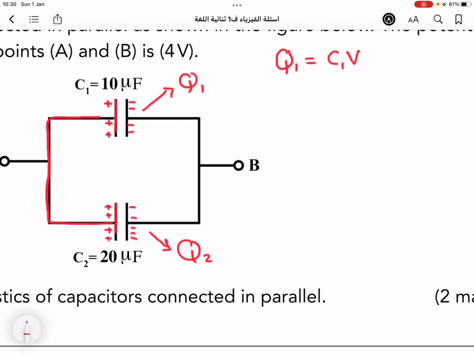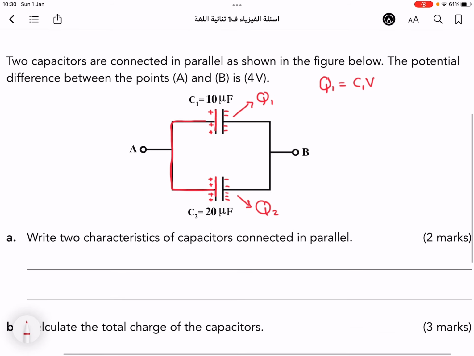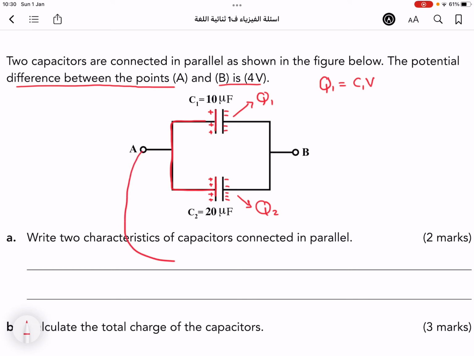But what is the potential difference? We go back to the statement here that the potential difference between points A and B is 4 volts. If the potential difference between A and B is 4 volts, that means the potential difference between the plates of C1 is 4 volts, and the potential difference between the plates of C2 is also 4 volts, because we said before that the voltage remains constant for any capacitors connected in parallel.